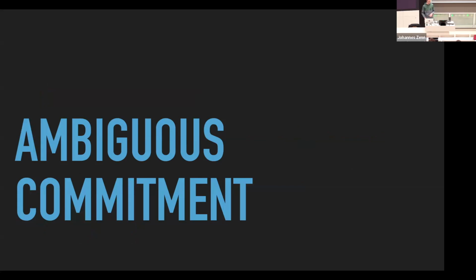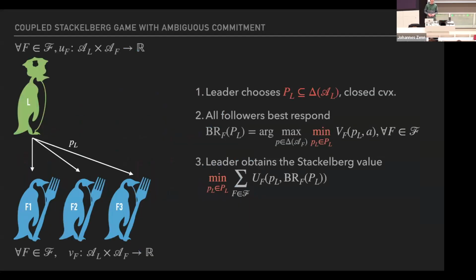Ambiguous commitment is the following idea. Instead of the leader choosing a probability distribution, it chooses a set of probability distributions. It's like saying the leader is not committing to a single coin which is going to be flipped and then take its action. It's actually committing to a bag of coins, and one of the coins is going to be taken and flipped, and this action is going to be taken. The followers, however, only know this bag of coins. They don't have any further information. They don't know exactly the specific action which is going to be taken.